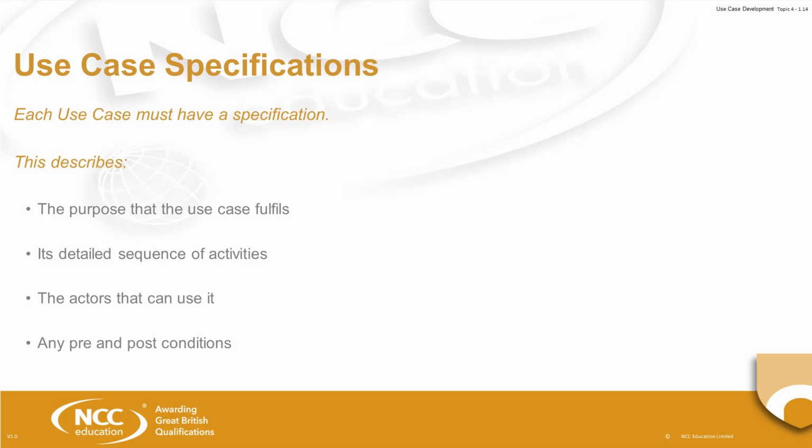So the use case specification does contain a lot of useful information. As I've said, it's the purpose that the use case fulfills. What's it going to do? Its detailed sequence of activities, often drawn as a diagram, but that can be done as text as well if it's more appropriate. The set of actors that can use it, and a description of the pre and post conditions that will hold before and after execution of that use case.